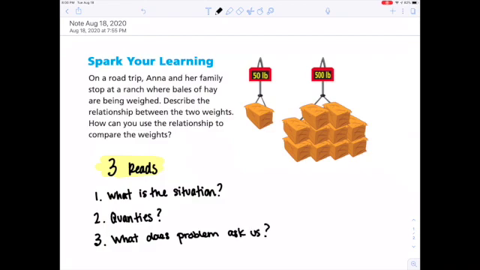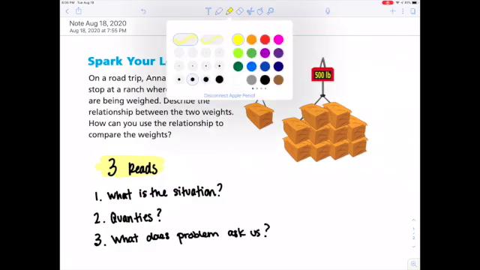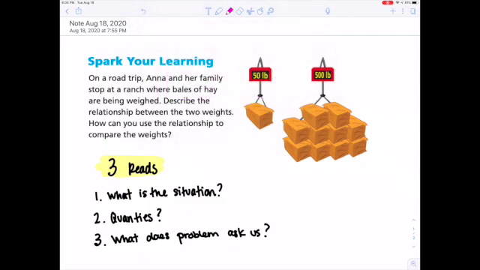Okay, so let's start with that first read. I like to use different highlighters. So for the first read is, what is the situation? Well, let's read the question again. On a road trip, Anna and her family stop at a ranch where bales of hay are being weighed. Describe the relationship between the two weights. How do you use the relationship to compare the weights? Okay, so what is the situation? Well, we have Anna and her family, and they're at a ranch where hay is being weighed. Okay, pretty simple.